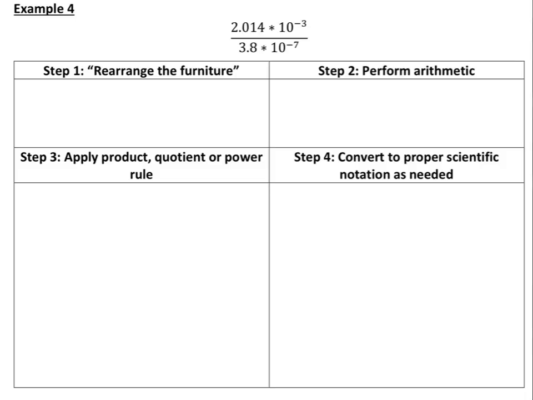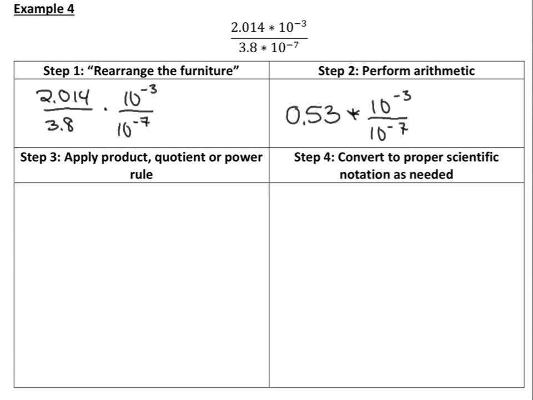All right, let's do another example. So once again, we are doing division. So we are dividing 2.014 by 3.8. And then we're dividing 10 to the negative 3rd by 10 to the negative 7th power. So I'm going to type this into my calculator. And doing that gives me 0.53. And we still have the 10 to the negative 3rd power divided by 10 to the negative 7th.